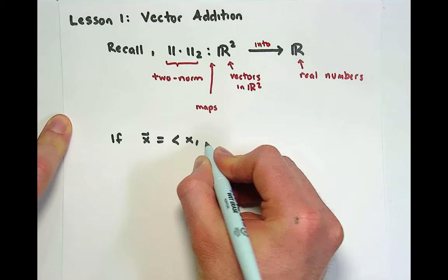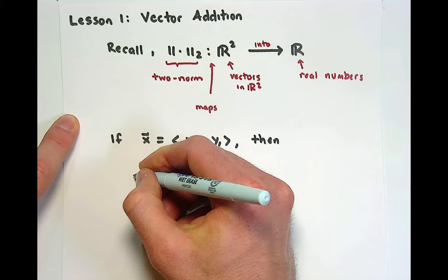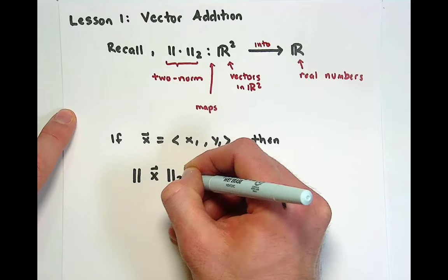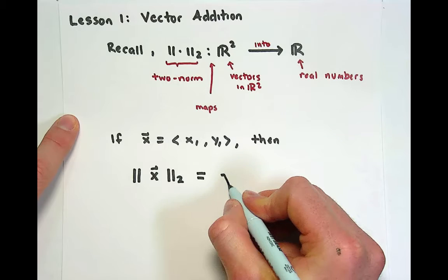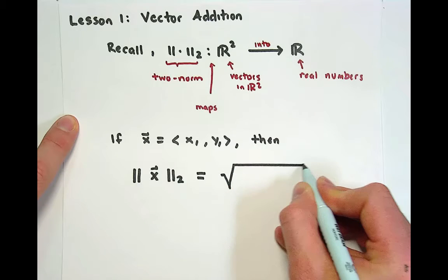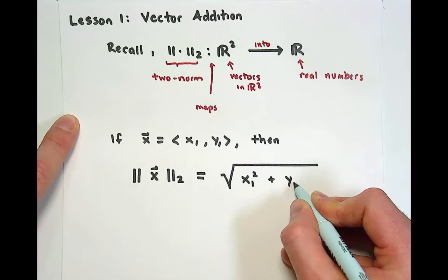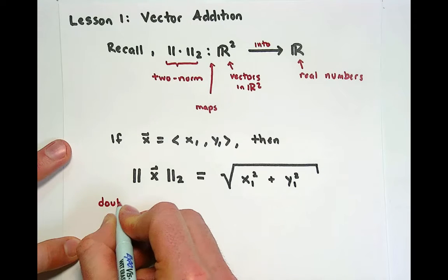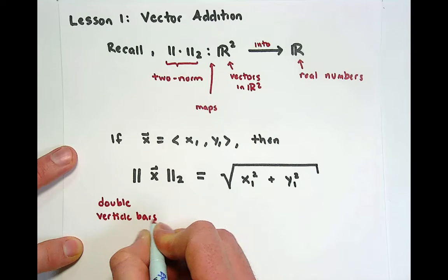that we had a vector, perhaps we call it (x1, y1), then the 2-norm had very special notation. It's these double absolute value bars that you may have never seen before. And it's written as the square root of the sum of the squares of the components of this vector. So these are double vertical bars.